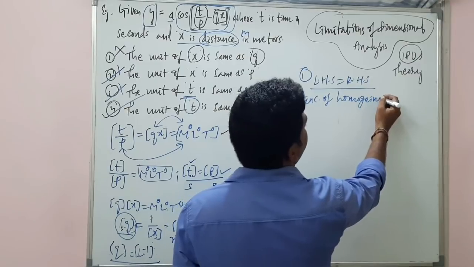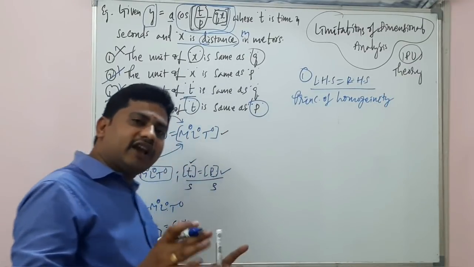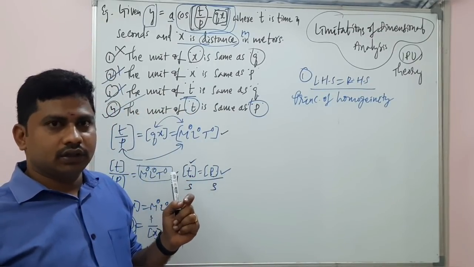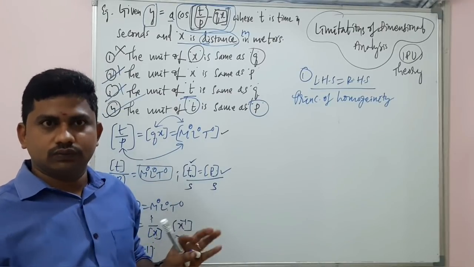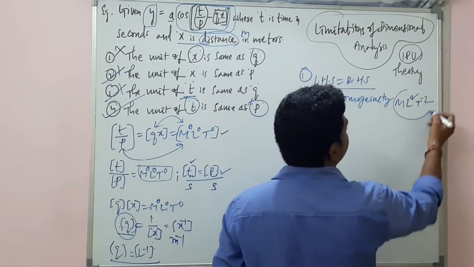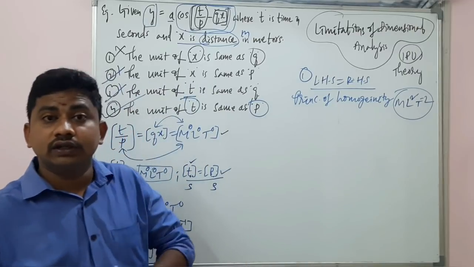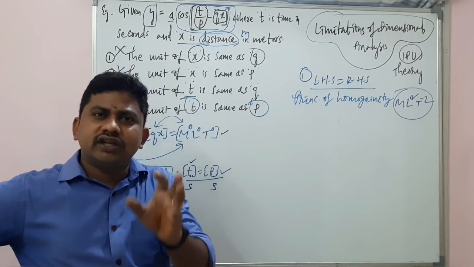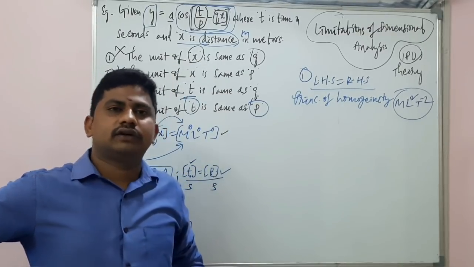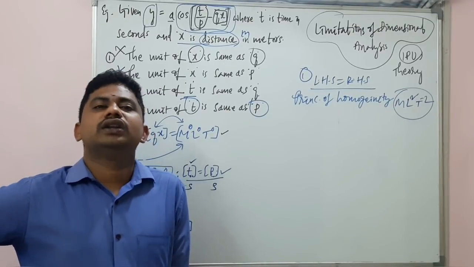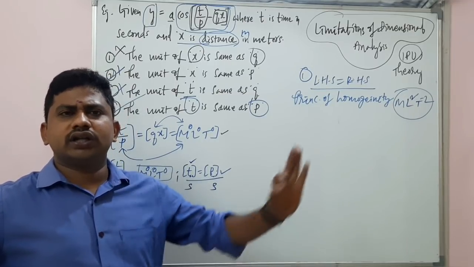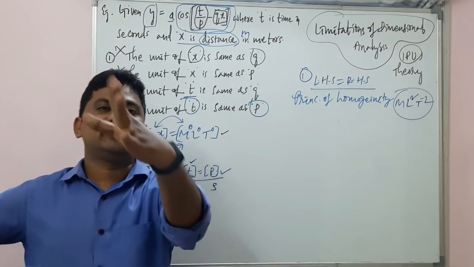By using this principle of homogeneity, imagine that we have found one physical quantity and its dimensions. Find the dimensions of x, unknown. We got M L square T minus 2. Listen to me carefully. According to principle of homogeneity, we have found one dimensional formula of an unknown quantity. That dimensional formula, M L square T minus 2. Okay. Now the interesting thing I'll tell you. Unknown quantity dimensions we have got. What is that quantity? If I ask, what you will tell?